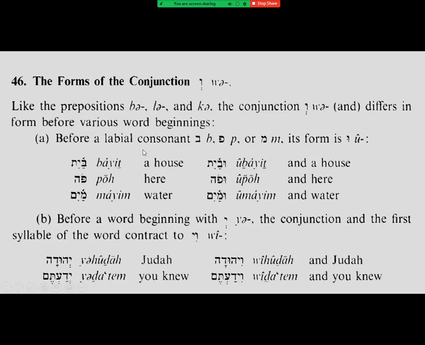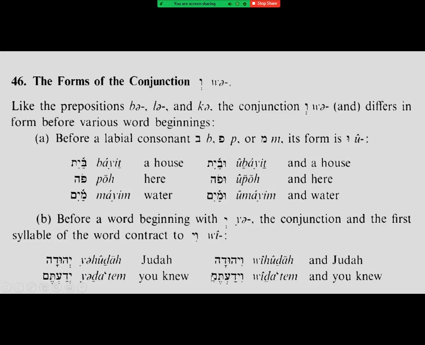And so that's if it's for a labial consonant, that's one of the 4 ways we change it. It changes to an u in each of those cases. Secondly, before a verb, a word that begins with a ya, a yod, the conjunction, the first syllable of the word contracts to v, like Yehuda. Instead of v Yehuda, this goes to viuda, vihuda. Okay, yadatim, which means you knew, yadatim goes to vidatim.